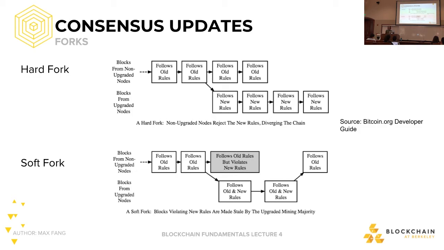So the idea behind the difference between the two, rather, is that in a soft fork, you're doing something that you could do before, but you're limiting the space of what can be done. Whereas in a hard fork, you're doing something new and also doing things that can be done before.